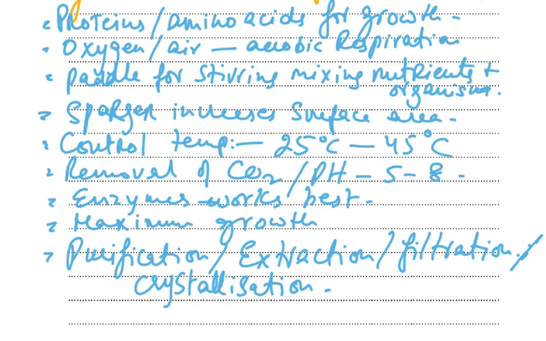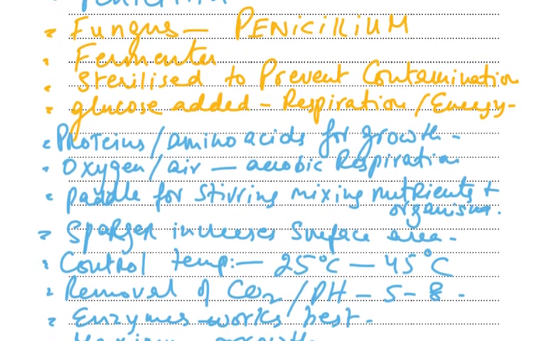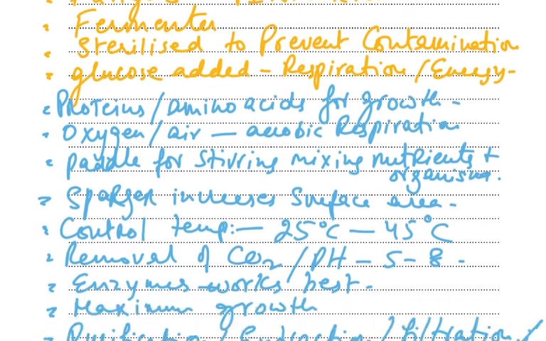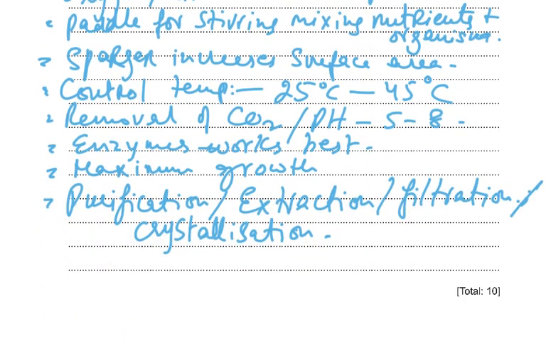And then, of course, once it's grown and the nutrients are finished, then it's going to result in the releasing of the antibiotic. And then, of course, you purify the antibiotic, meaning that you separate the organisms and you separate the chemical which it is producing, the antibiotic, or you can purify it or extract it or filter it or crystallize it. So any of those would have been correct. Now, this was again a good question, and you needed to know all these points. And this was, of course, a named antibiotic.